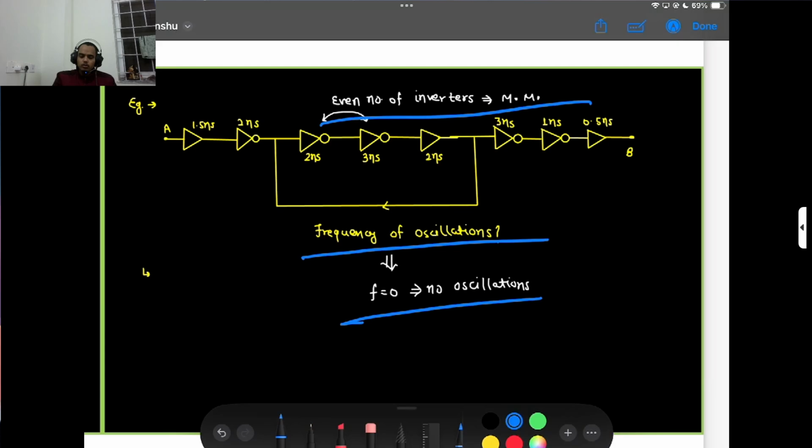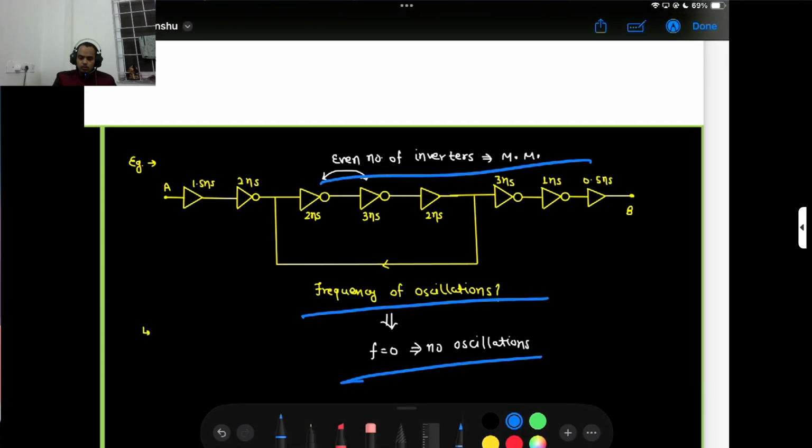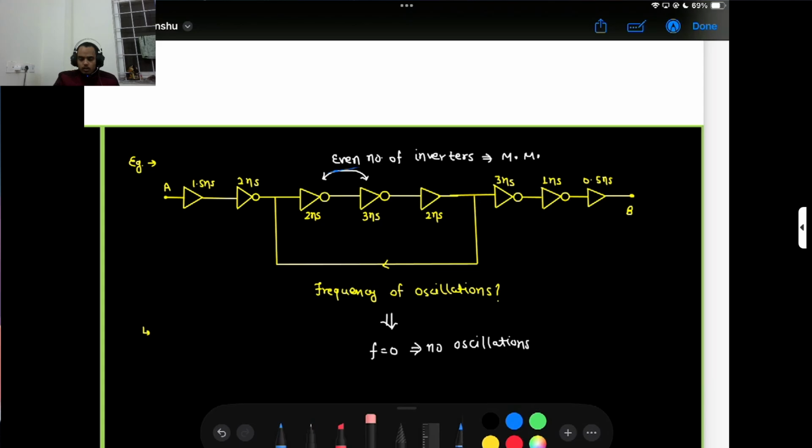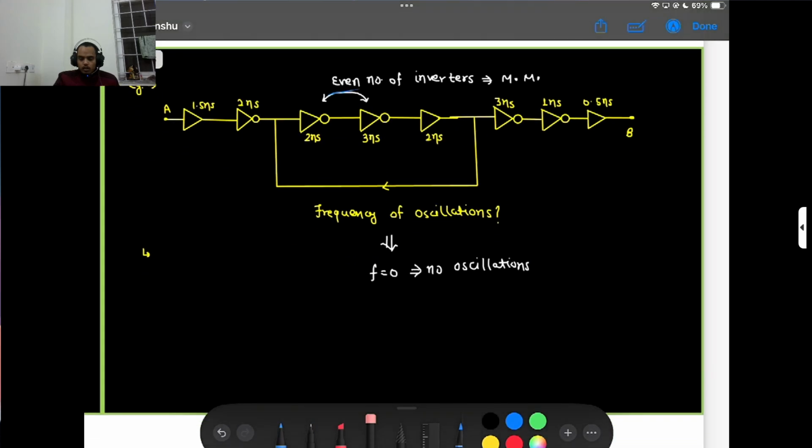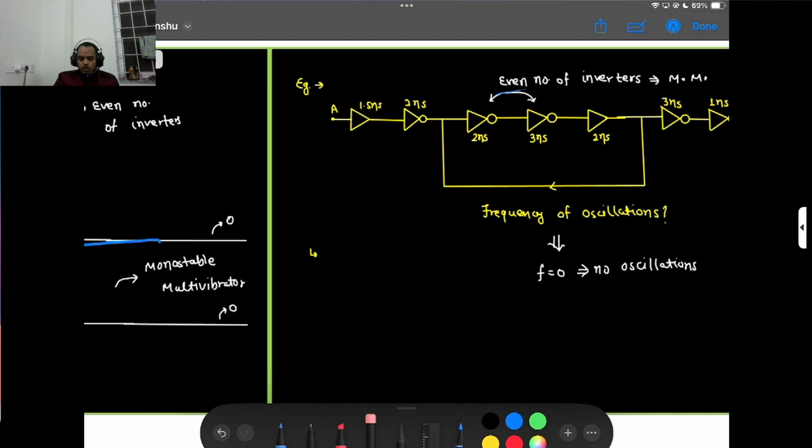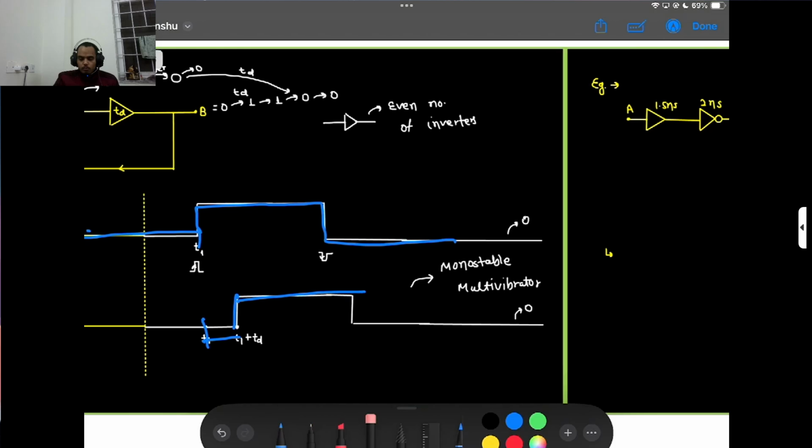So if it equals 0, there is no oscillation here. Why no oscillation? Basically, here there is no oscillation just because we added a NOT gate and one buffer. So here is where the problem was actually created. I thought this was my NOT gate also, but it is not. So that's why the frequency is also 0, like no oscillation. Here also the circuit behaves like a monostable multivibrator.